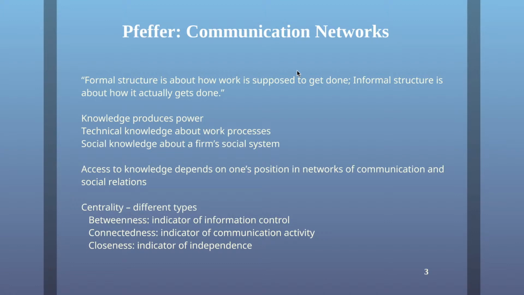The big concept to understand here in terms of position in networks and social relations is the concept of centrality. The concept of centrality has three different components to it. The first is betweenness. Betweenness refers to whether or not an individual in a social system is bridging a gap between other individuals in that same social system. It's an indicator of information control. Connectedness simply means that an individual within the social system engages in a lot of social activity within the communication network. And so this is an indicator of communication activity. Closeness is pretty straightforward. It's an indicator of independence. So the closer an individual is to other individuals within the social network, they're more likely to be dependent on others. And I'll come back to these three concepts in just a moment.